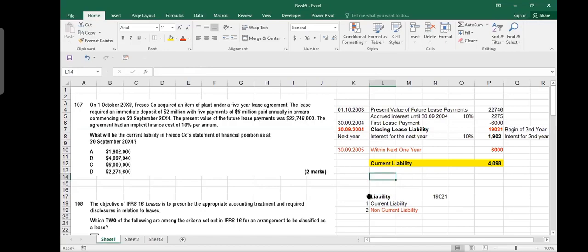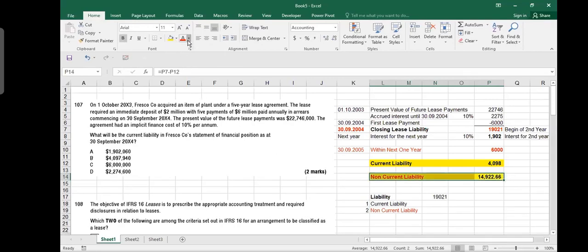And if they ask you how much is the non-current liability, you would say that total liability is 19,021. Interest is not liability at the beginning, so this number minus my current liability 4098. This is 14923. It should be treated as your non-current liability. If they ask you non-current liability, first you need to calculate your current liability this way, and then subtract from the total the current portion, remaining is non-current. It's pretty simple. All you need to know is how to calculate current liability.